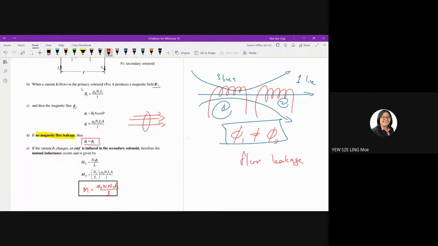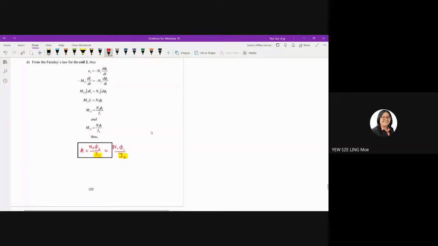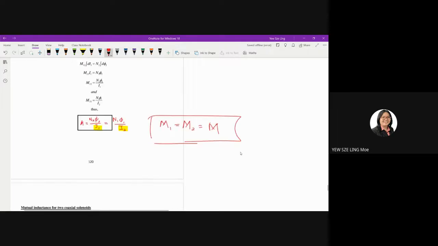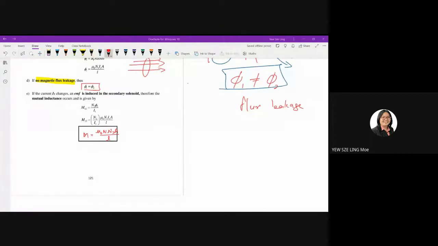Now, when it comes to mutual inductance, one thing is missing from the previous page. It doesn't matter whether you're looking at coil 1 or coil 2, they will have the same mutual inductance, the same value. Therefore, we just use M in our calculation. So that is the equation if you put them coaxially: M equals mu naught N1 N2 A over L.